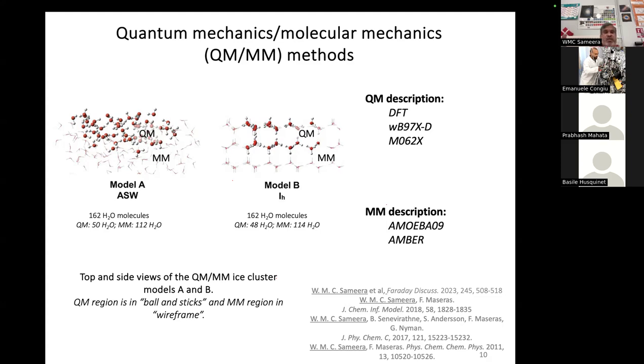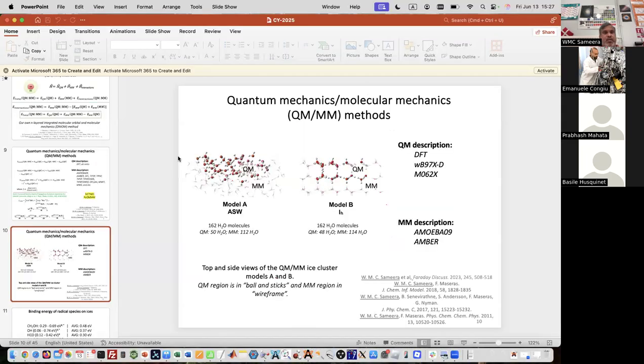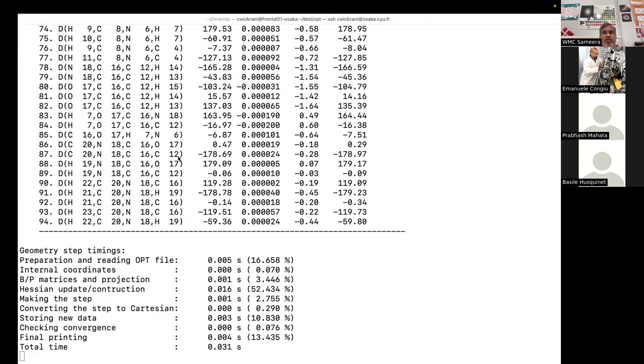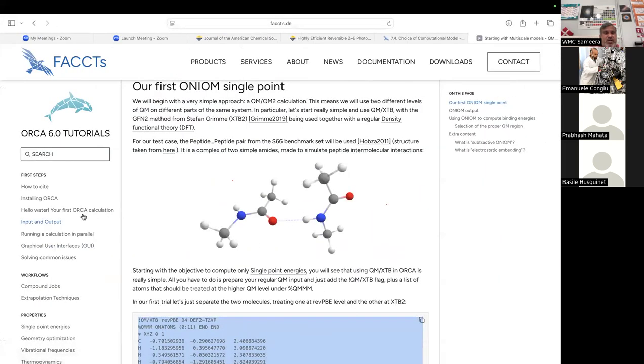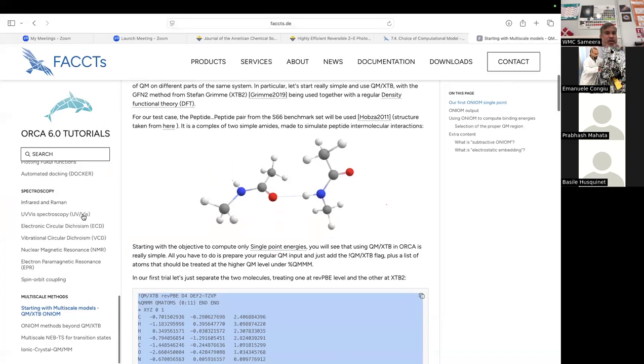If you have a supercomputer, probably you can do it, but it's going to take time to optimize, for example. But if you use XTB for some part of your molecular system, it can speed up your calculation a lot. Okay? So that's the basic idea. Now, if you go back to the tutorial, you can find some examples you can play around with.